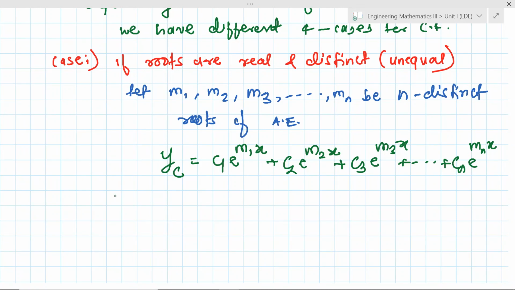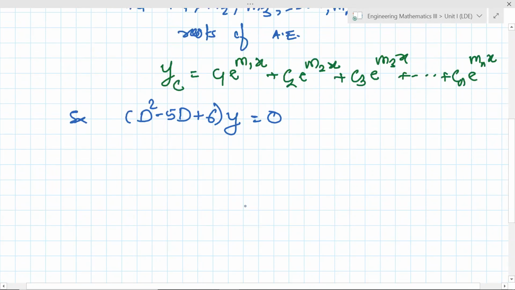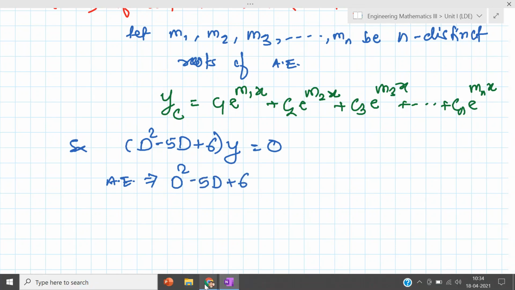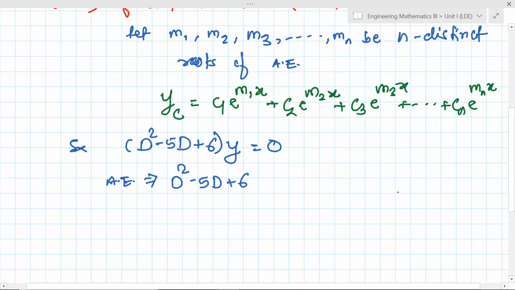Everything is the same. Suppose, for example, let's see what the complementary function is for this. I have taken (D square minus 5D plus 6) into y equal to 0. I'm not talking about the particular integral here; we are only interested in the complementary function. So just take the auxiliary equation. What is my auxiliary equation here? The auxiliary equation is D square minus 5D plus 6, isn't it? So my auxiliary equation is D square minus 5D plus 6 is equal to 0. Just try to find the roots.